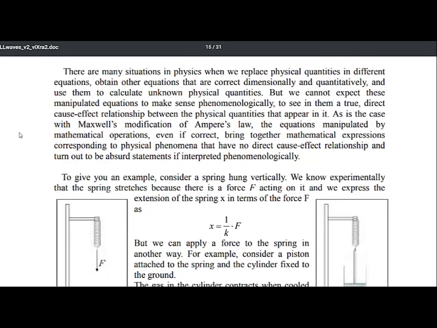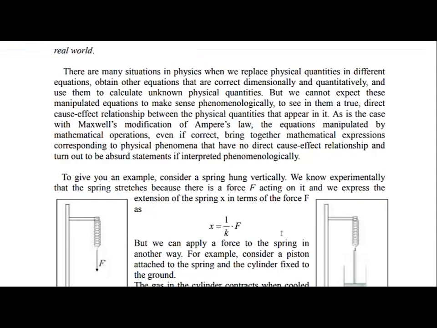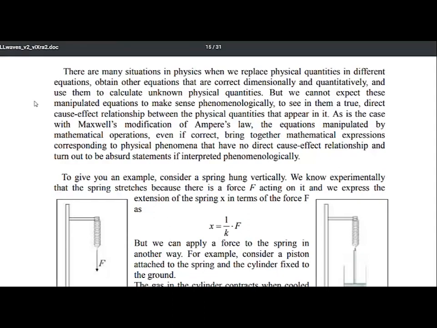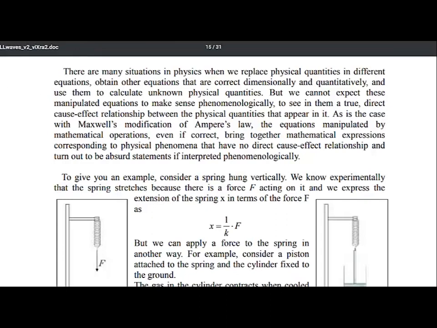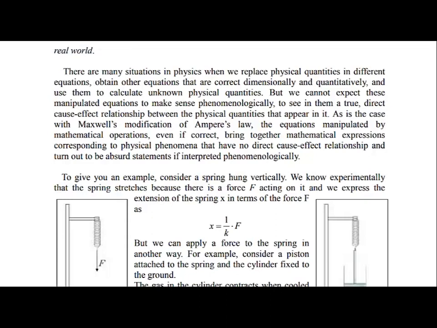So then Yonel goes on to do a little thought experiment to show that. He says there are many situations in physics when we replace physical quantities in different equations and obtain other equations that are correct dimensionally and quantitatively, and use them to calculate unknown physical quantities. I really like what he did here, but I'm not going to review it because it's going to take some time. He gives a little example about how we can make a false interpretation from an equation that was derived mathematically correctly.